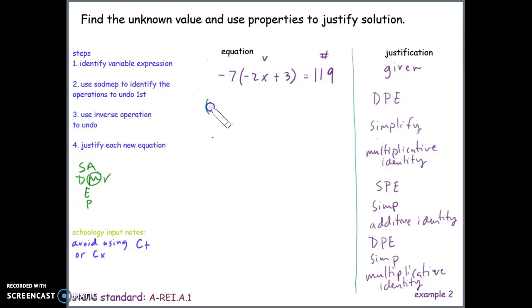So we can put the left side in parentheses, just like this, and we can divide it by negative 7.